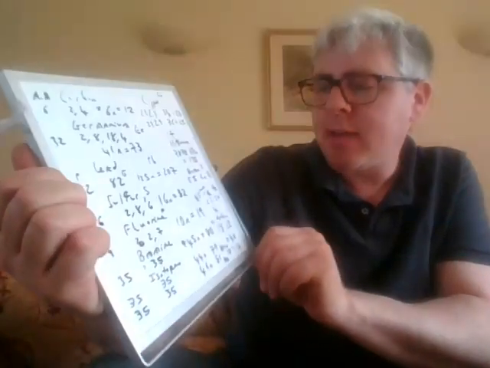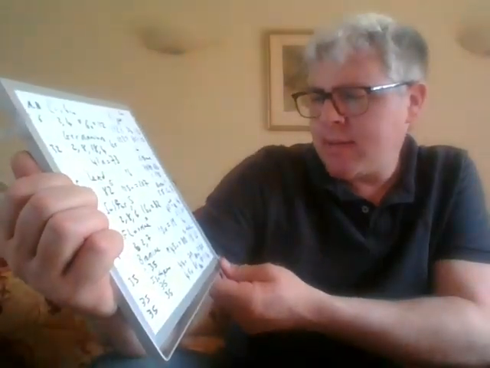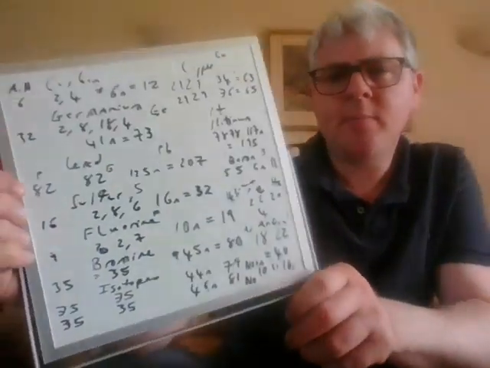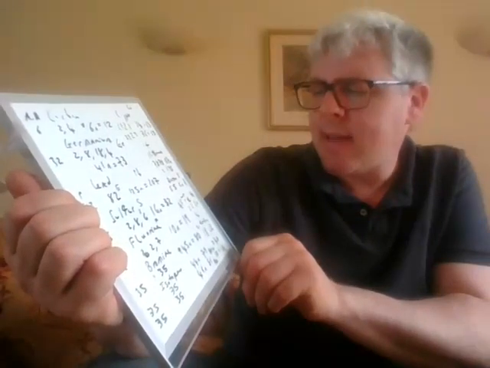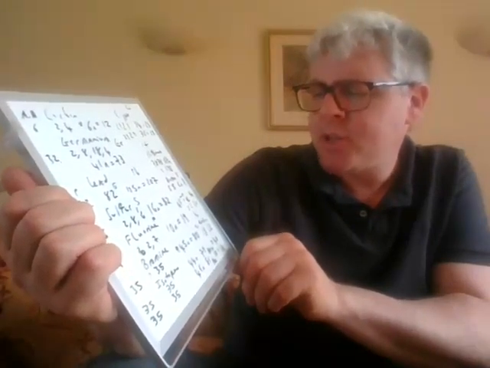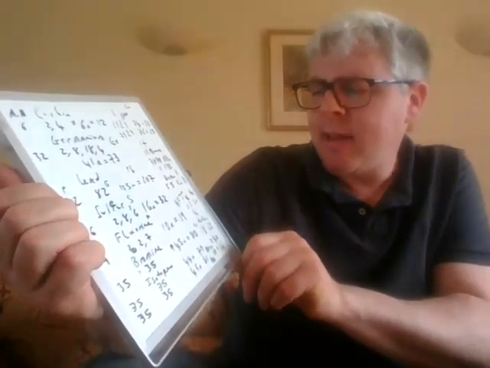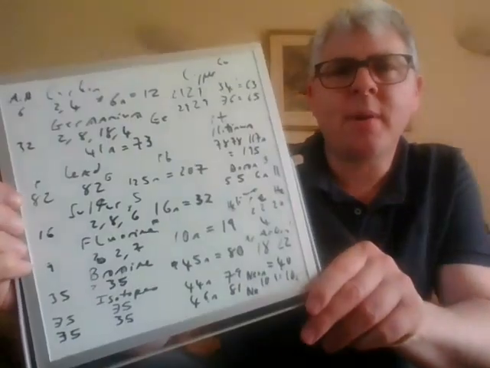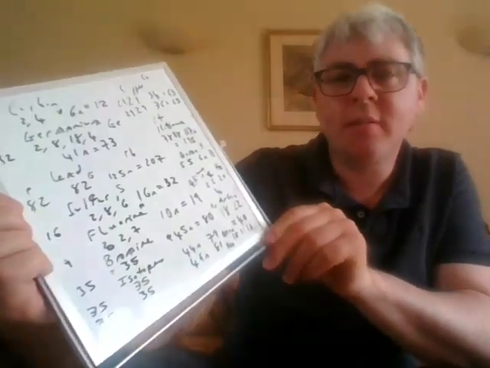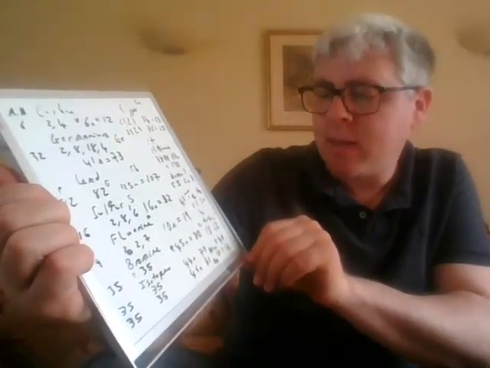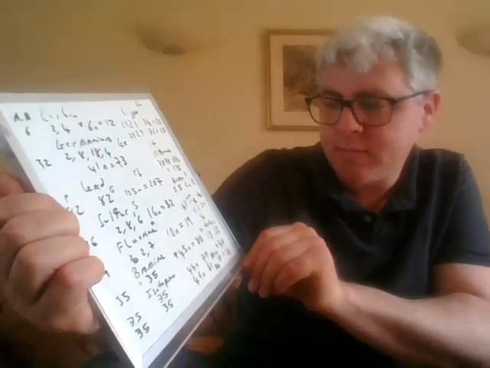Argon here. Argon is Ar, and that's the chemical symbol. It's got 18 protons and 18 electrons in a neutral atom, and 22 neutrons. Gives it a relative atomic mass of 40.